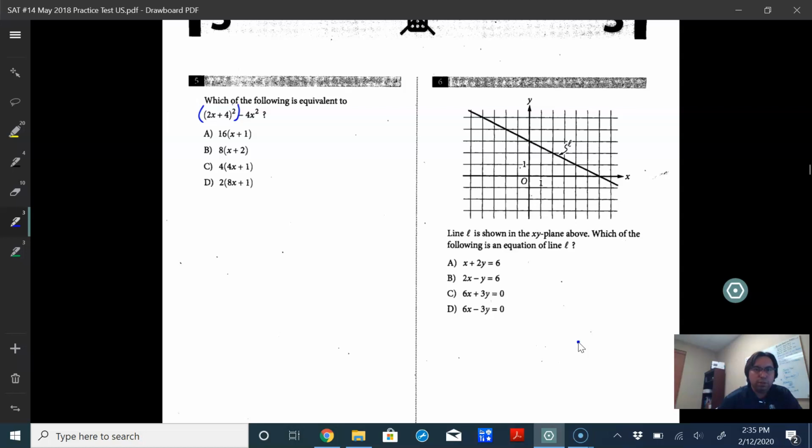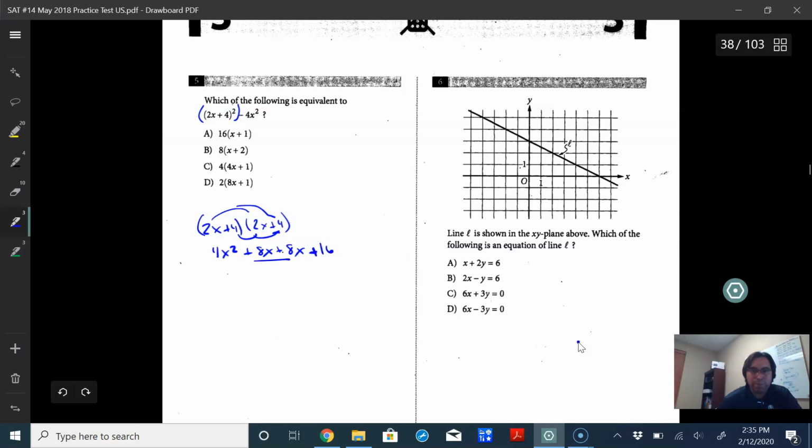So let's not fall for this trap: 2x plus 4 times 2x plus 4. We're going to handle this piece first. Foiling here, we get 4x squared, plus 8x, plus another 8x, and then plus 16. All right, so let's combine these terms. Now we have 4x squared plus 16x plus 16.